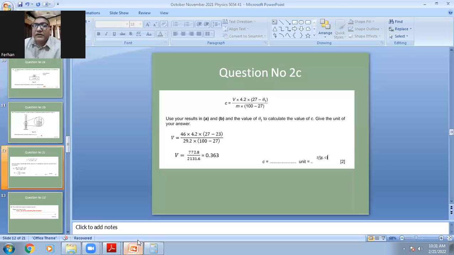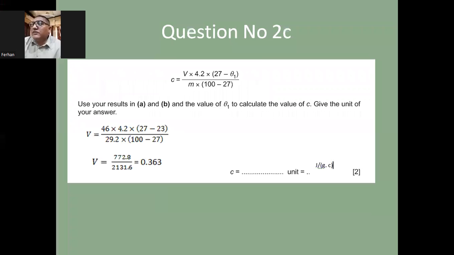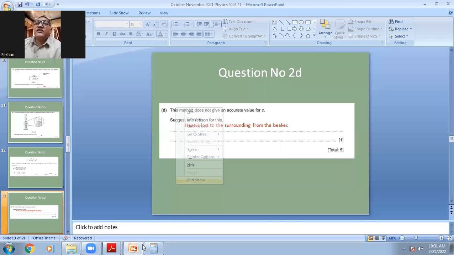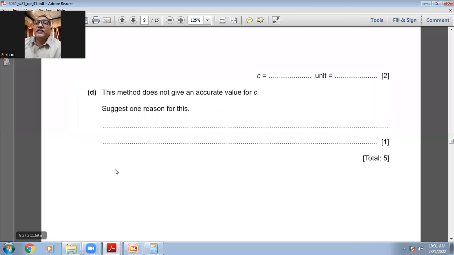That should not happen. So let me see. Okay, this method does not give an accurate value for the C. Suggest one reason for this. Heat is lost to the surrounding from the beaker. So this is question number 2, and it's D part. So the question number 2, I think, is completed.